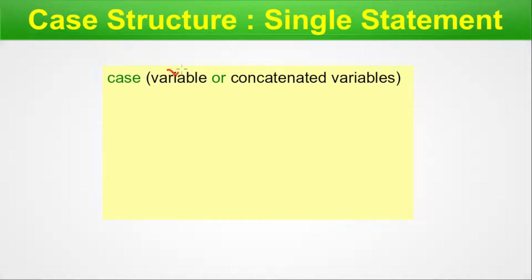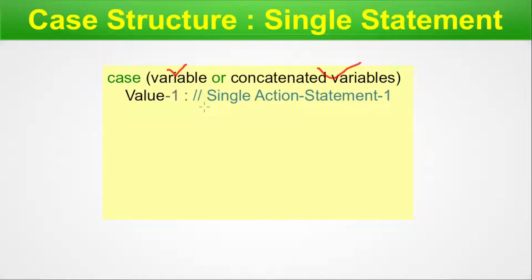Case structure, single statement. Here we will give a structural example. It's not a code example, it's a structural example of the case using a single statement for each value. So here we have the case variable or concatenated variable, or we can have comma separated values also. It starts, and here the lookup table starts. For value 1 we use a colon as a separator and on the right hand side there will be a single action statement. Here it is a comment. However, in your case this will be an actual Verilog statement.